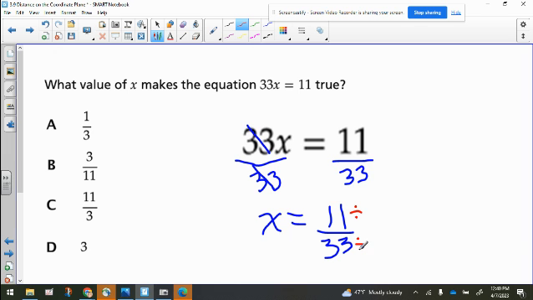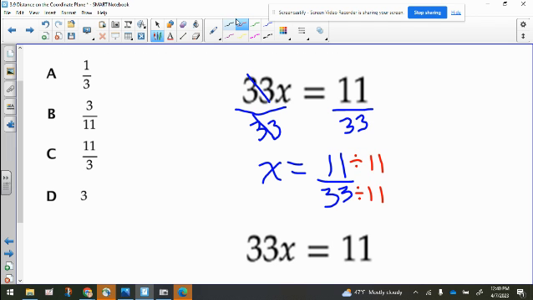The GCF of the numerator and the denominator happens to be 11. So the last thing that you need to do to get this right is you're going to do 11 divided by 11, and you're going to get some number. 33 divided by 11, and that will be your denominator, and that will be what x equals.